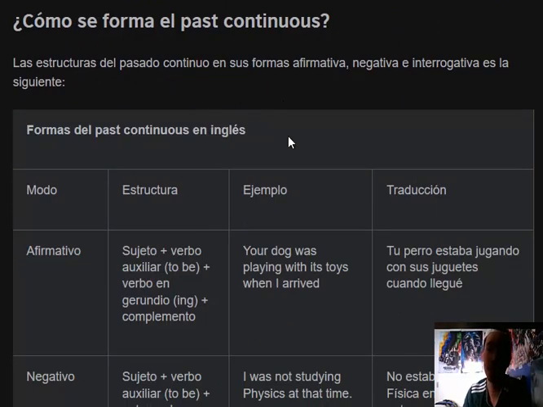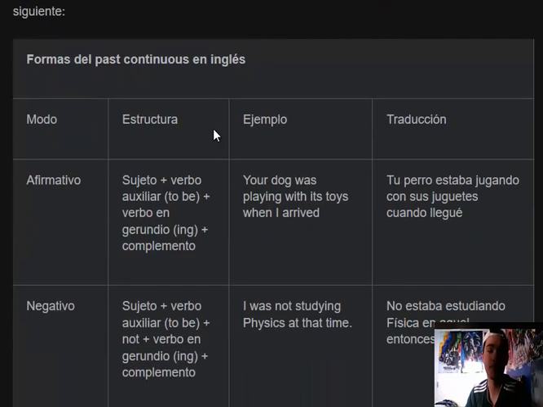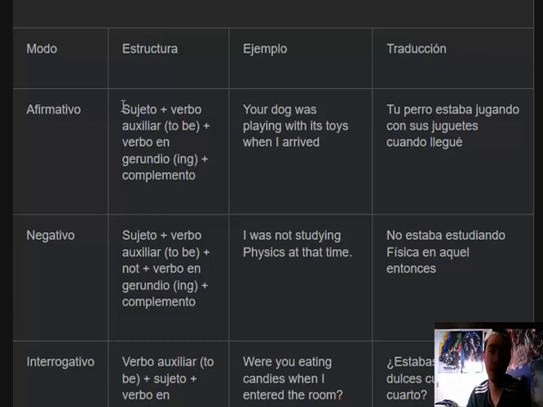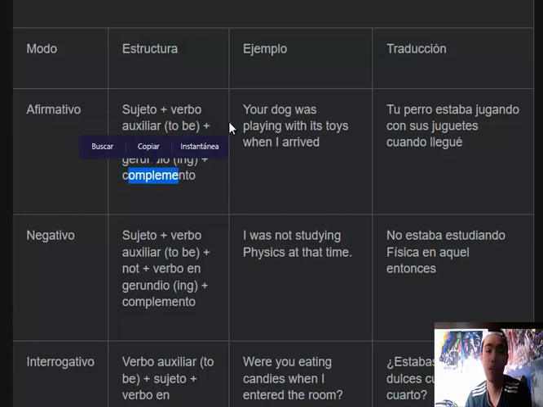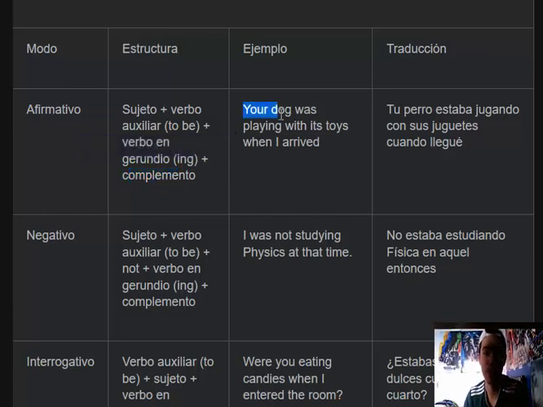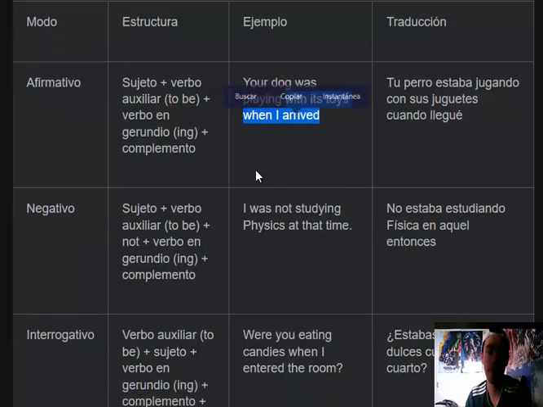Next, we have the structure of the past continuous. In the affirmative form, first we have the subject, then we have the verb to be, then we add the verb with the termination ing, and then we finish with the complement. An example is, your dog was playing with its toys when I arrived. Here we have the subject, the verb to be, the verb with termination ing, and the complement.